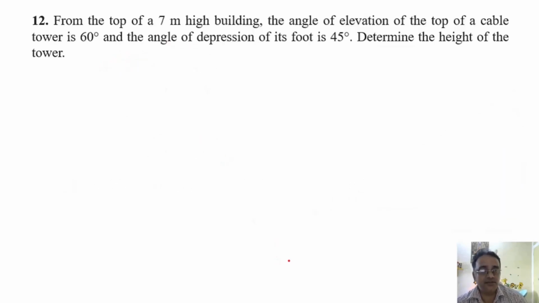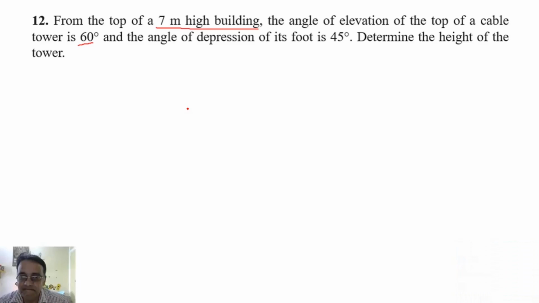Now the next question, question number 12. From the top of a 7 meter high building, the angle of elevation of the top of a cable tower is 60 degree. बिल्डिंग से हम लोग केबल का टॉप देख रहे हैं, तो कौन सा ज्यादा हाइट का है? Cable tower. Right, cable tower. And the angle of depression of its foot is 45 degree. Determine the height of the tower.